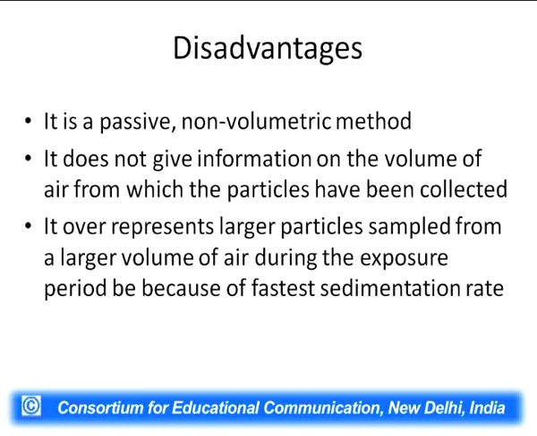What are the disadvantages of non-inertial sampling? Since non-inertial sampling is a kind of passive sampling, it is non-volumetric. It means we cannot have information about the volume of the air that has been passed through. Finally, if we want to represent the concentration of bioaerosols in terms of per cubic meter or per liter volume of air, it is not possible in this type of case.